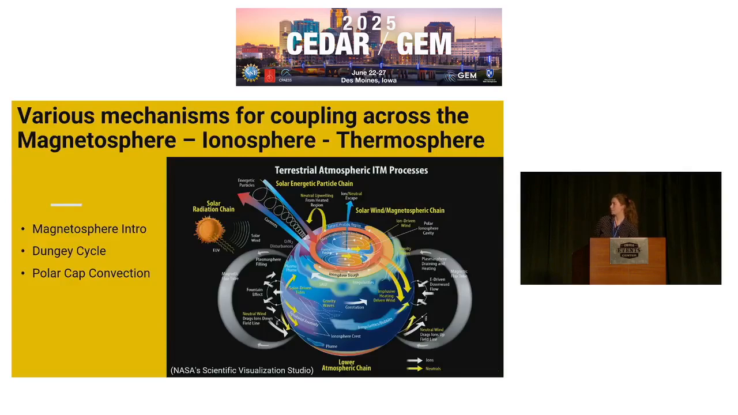I just wanted to start off by saying that there's a lot of mechanisms to couple the magnetosphere, ionosphere and thermosphere, and I don't know them all that well, but I will go into at least a couple of them from more of the point of the magnetosphere side of things.